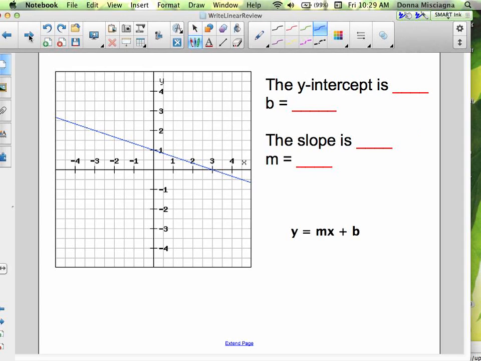Our y-intercept is right here. That's the point (0, 1). So b is 1. Let's find our slope. These would be this point and this point right here. That would be a good point to use, the x and y-intercept. So this is (0, 1). Our x-intercept is (3, 0).